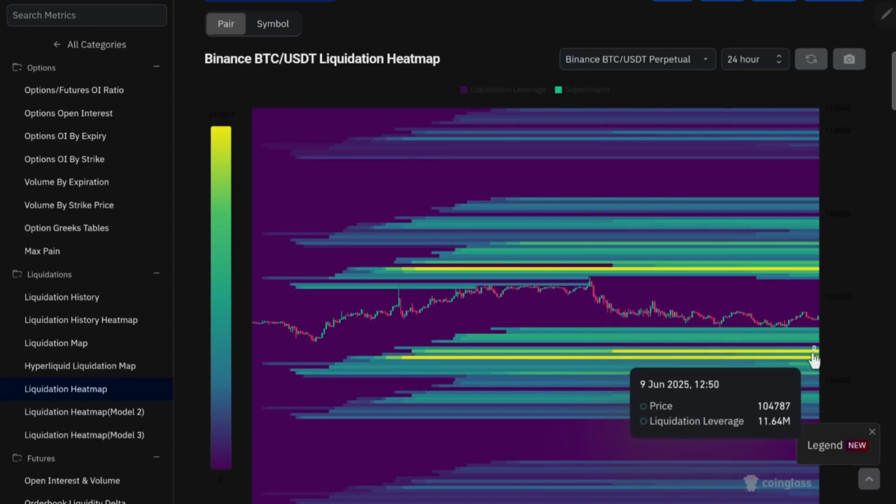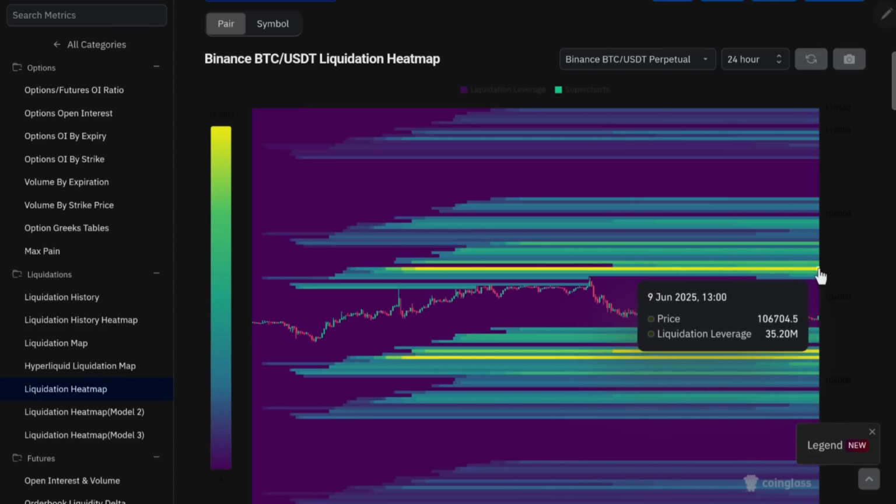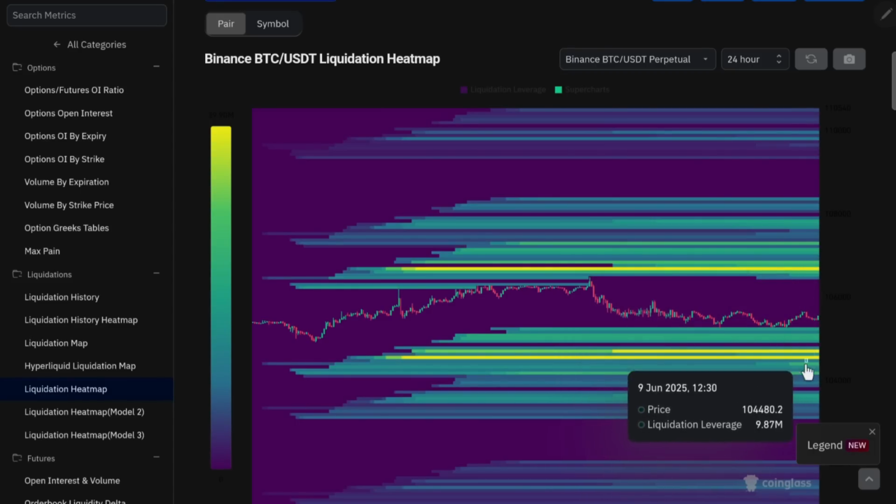So the market could first come down to these zones here, and it could liquidate these traders, or it could first bounce all the way up to here, and it could liquidate short traders here. So guys, whales, institutions, or huge entities, they could manipulate the market either up or down to liquidate traders and to grab that liquidity.